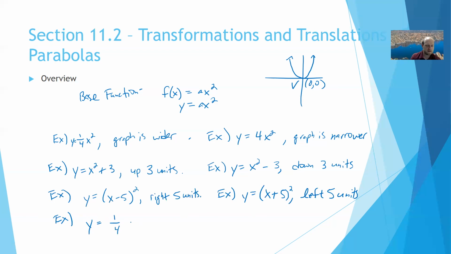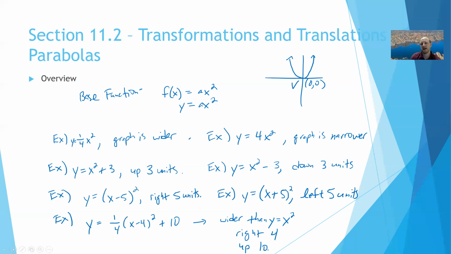So let's say I had y equals 1/4 times (x minus 4) squared plus, I don't know, 10. Okay, well, what's going to happen here? Well, this is going to mean that the graph is going to be wider than y equals x squared. That's what I mean by wider. And then it's going to shift y equals x squared to the right 4 because of the x minus 4. And then everything's going to move up 10.